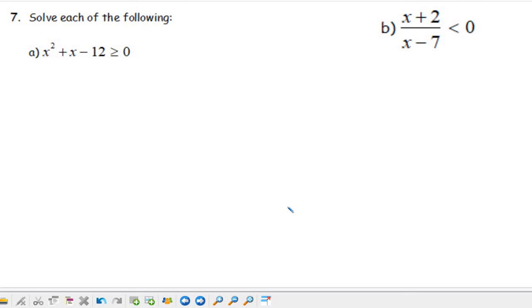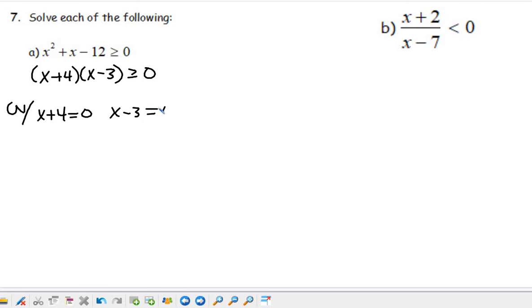So number 7, solve each of the following. So this is those rational inequalities. So I'm going to factor first. So then we find our critical values by setting our factors equal to 0. So we get x is equal to negative 4 and x is equal to 3.